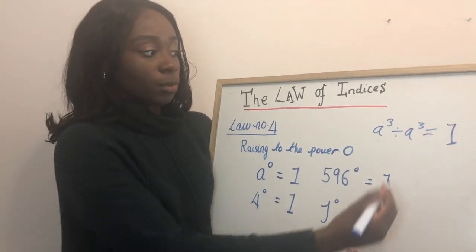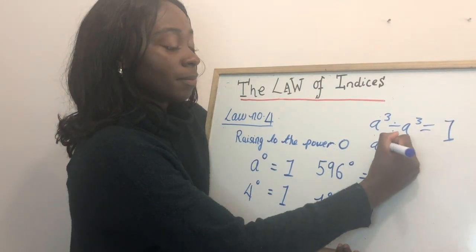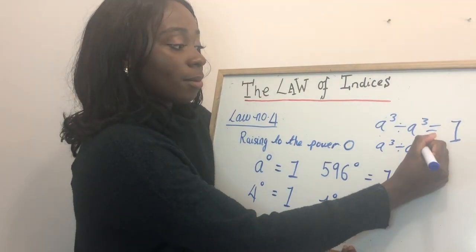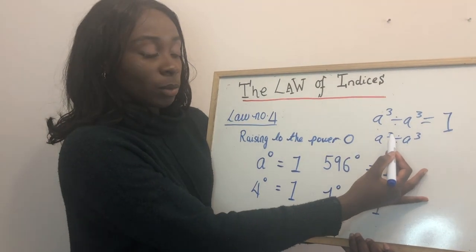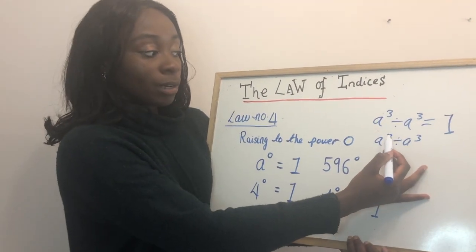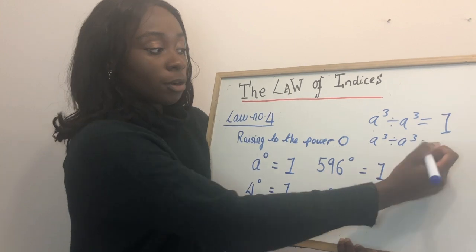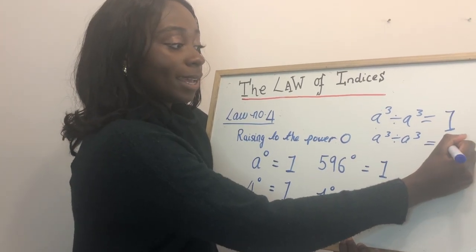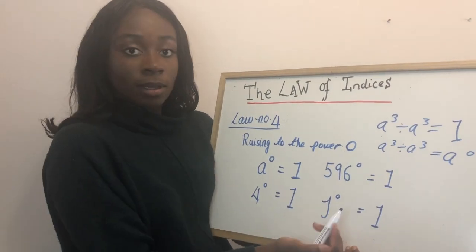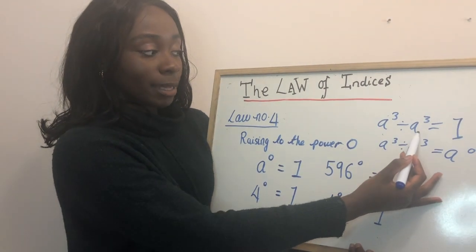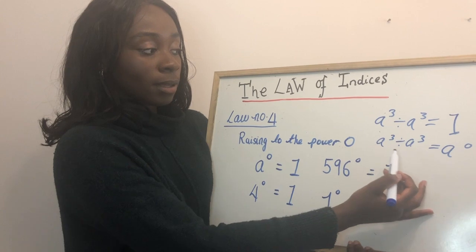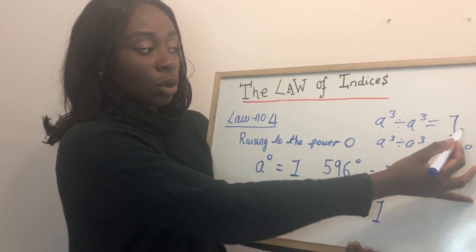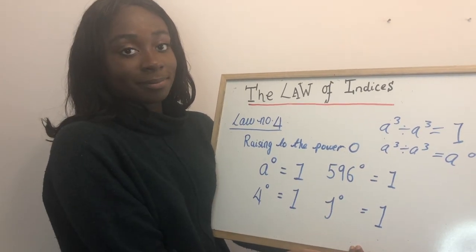Let's look at it this way. You've got a to the power 3 divided by a to the power 3. The rule of indices tells us that when we're dividing, we must take the powers away. So 3 take away 3 equals 0. Therefore, you're going to be left with a to the power 0. And can you see these are the same calculation? Therefore, if this equals 1, then a to the power 0 also equals 1.